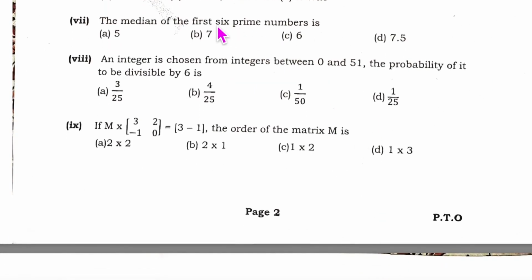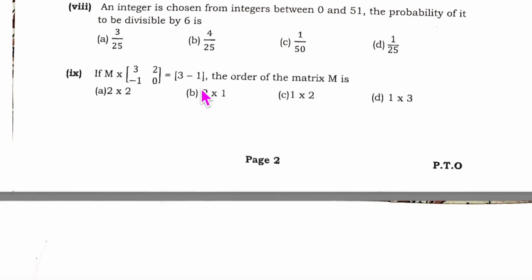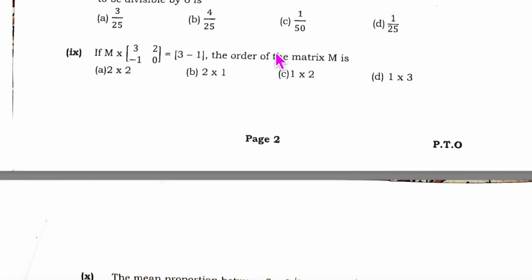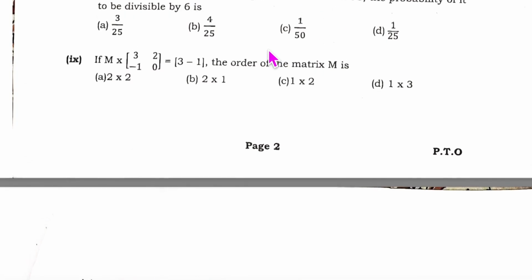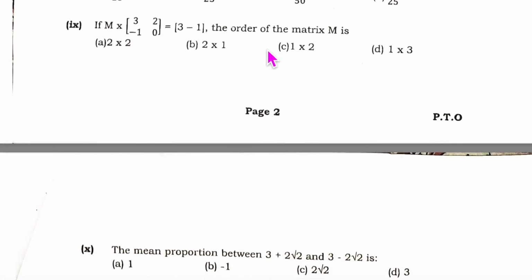The median of first prime numbers, this you can do on your own, arranging in ascending order. Do not count 1 in that prime number, okay? This you can do on your own. Let us come to this. An integer is chosen from 0 and 51. The probability that it will be divisible by 6. This also you can do on your own. List the multiples of 6, correct? Yes, sir. You can do that on your own.